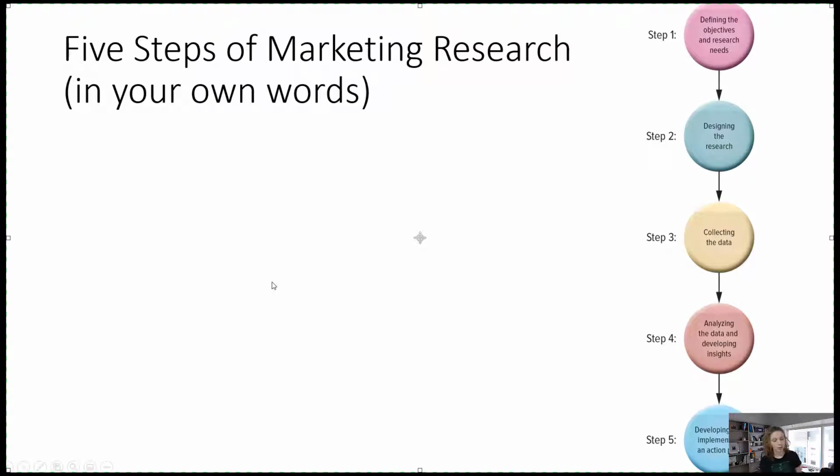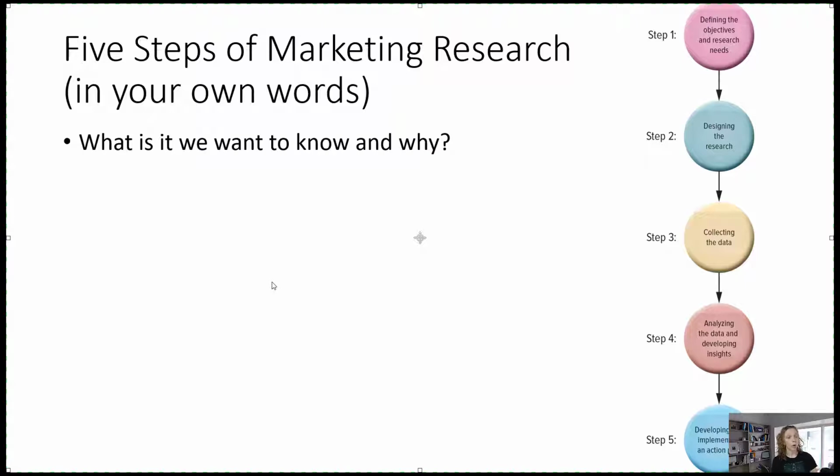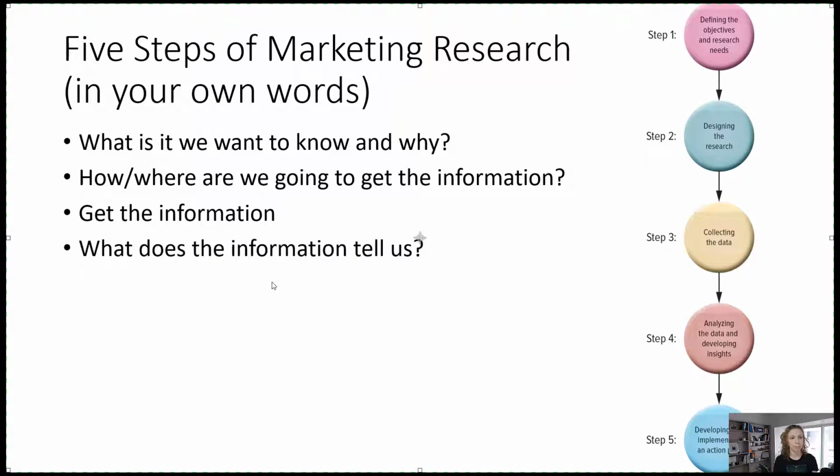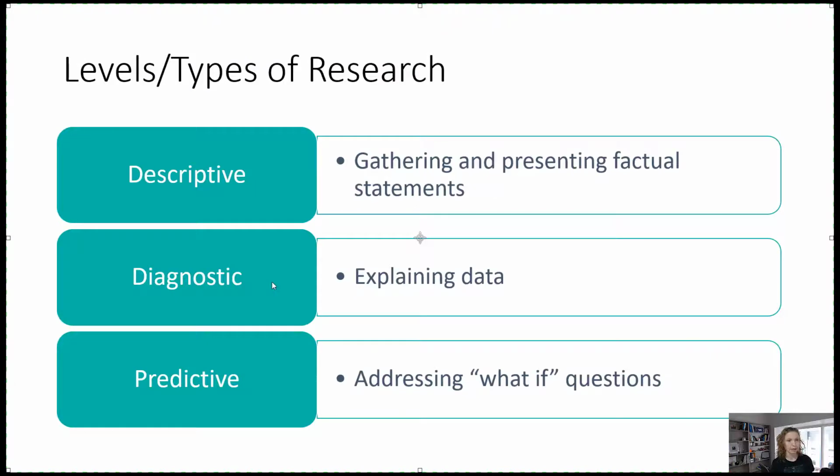Okay, so you are proposing a growth strategy. What do we want to know about whether this will work or not? Where are we going to get that information? Go get the information. You're not actually doing that, but you're proposing these first two steps. Once we have the information, what does it tell us? And then what do we do about it? So that's the marketing research process kind of boiled down into why we are doing this.